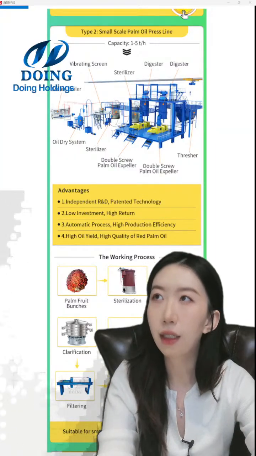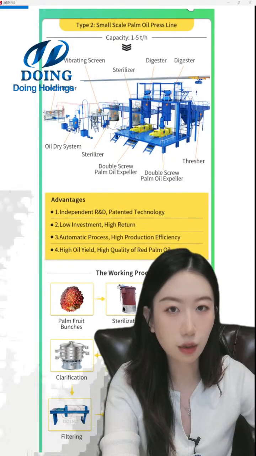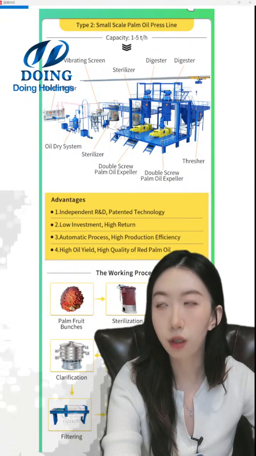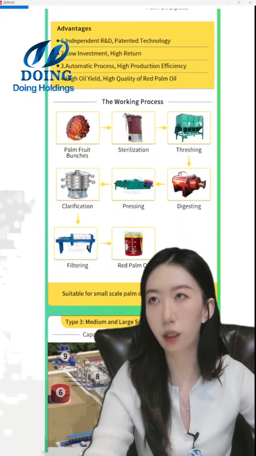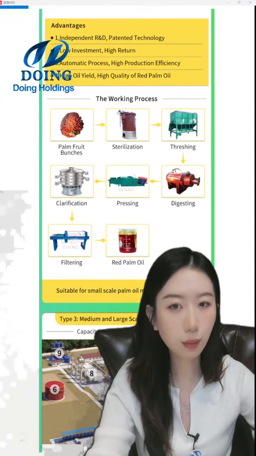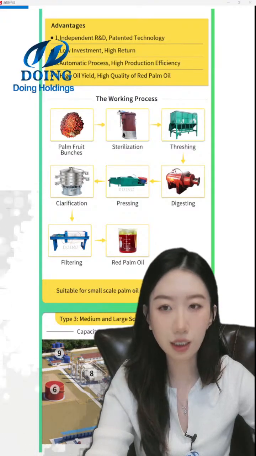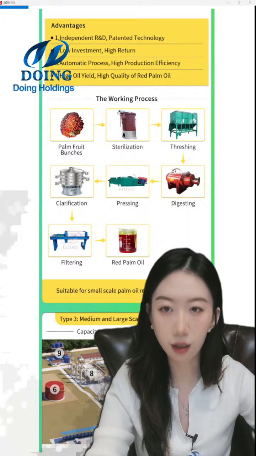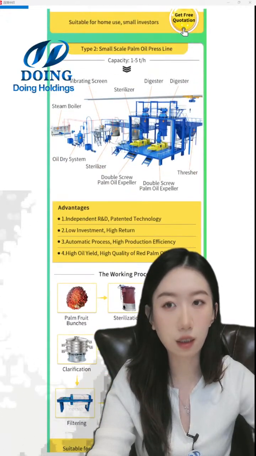Okay, the second type is the small scale palm oil production line. Its capacity is 1 to 5 tons per hour. Its machines are more complete. It includes the entire process machinery: sterilization, threshing, digesting, pressing, clarification, filtering, and vacuum drying machine. All of this is in this production line.